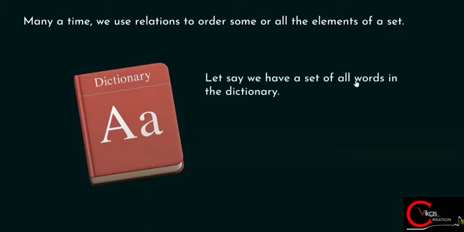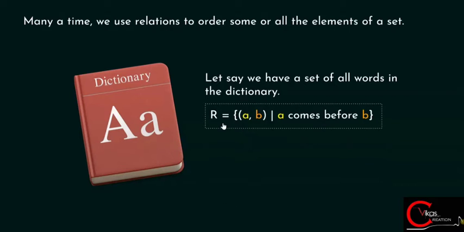Let's say we have a set of all words in the dictionary, and let's say we have relation R, which consists of all ordered pairs of this form (A, B), such that A comes before B. Understand this, we are considering two arbitrary words from this dictionary, and here we are putting this condition that A must come before B. If you closely observe this relation, then you can find that this relation is helping us in forming the order. That is, this relation is ordering all words in the dictionary.